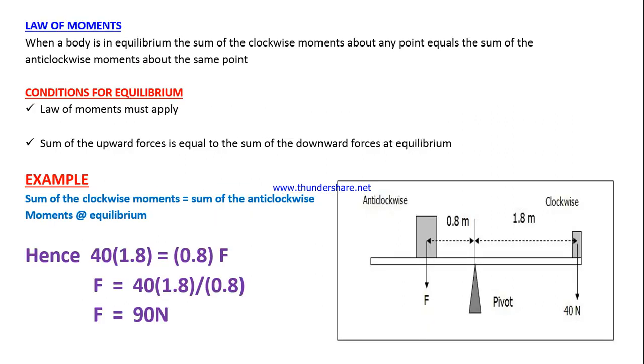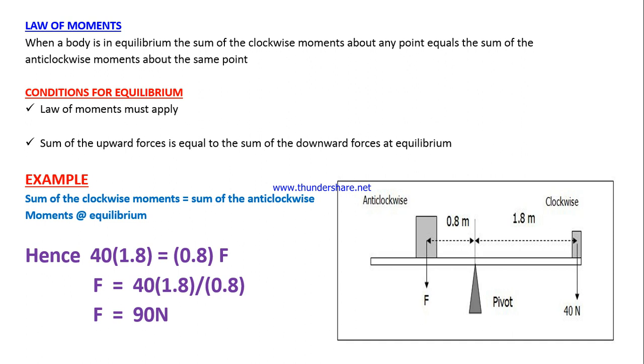So the law of moments states that when a body is in equilibrium, or, for example, when it has to be stable, as we mentioned in the last lecture, equilibrium means at rest, so nothing's going anywhere, the sum of the clockwise moments should be equal to the sum of the anti-clockwise moments. What it simply means is for the beam to be stable, the moments on the left side should be equal to the moments on the right side. So turning effects on both sides have to balance each other out. So that's a very important law for equilibrium.